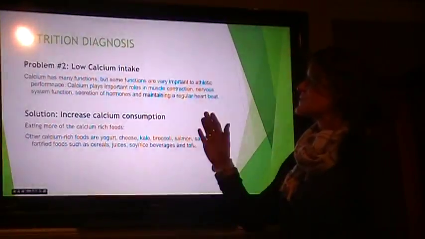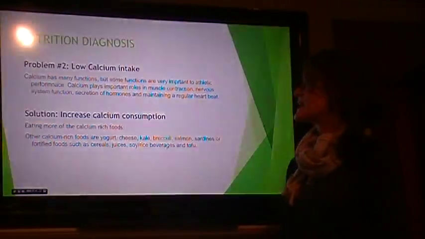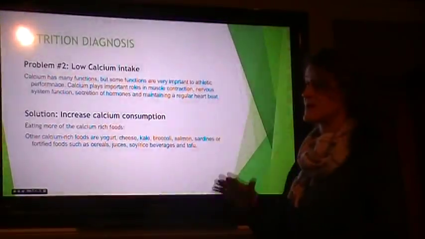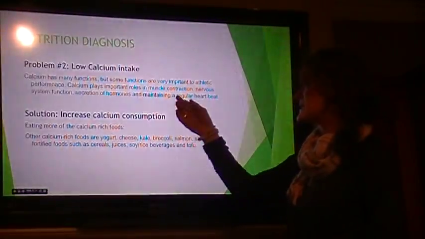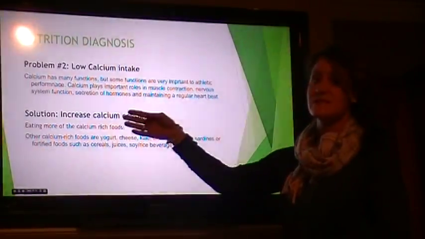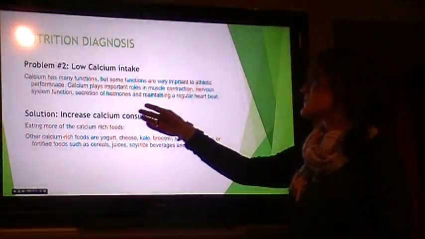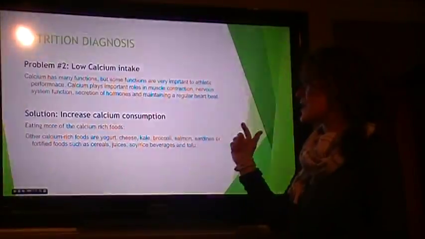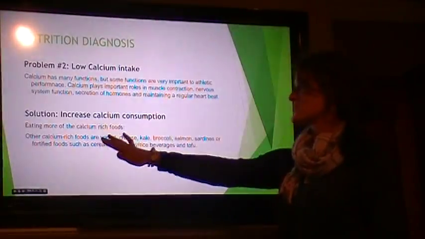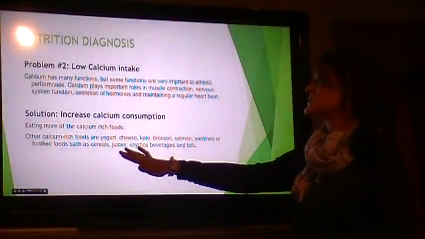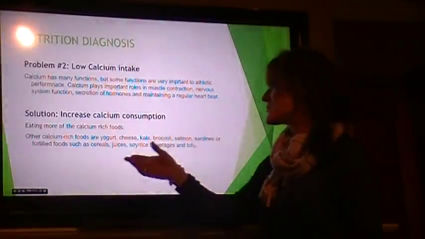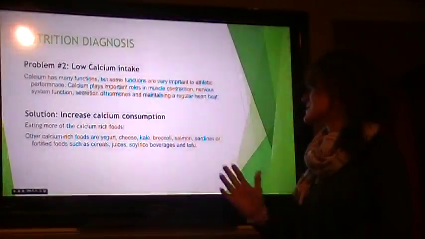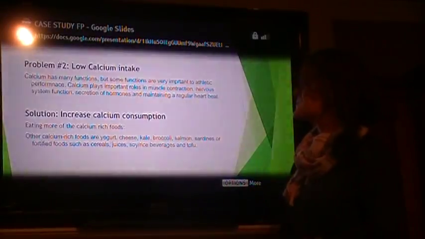Problem 2 that we'd like to focus on is a low calcium intake. Calcium is very important. It has many functions, but for athletes, some of the things that it really plays a role in is muscle contraction, nervous system functions, secretion of hormones, and maintaining a regular heartbeat. I would encourage him to eat foods rich in calcium like yogurts, cheeses, broccoli, salmons, and then also fortified foods with cereals, juices, and tofu.